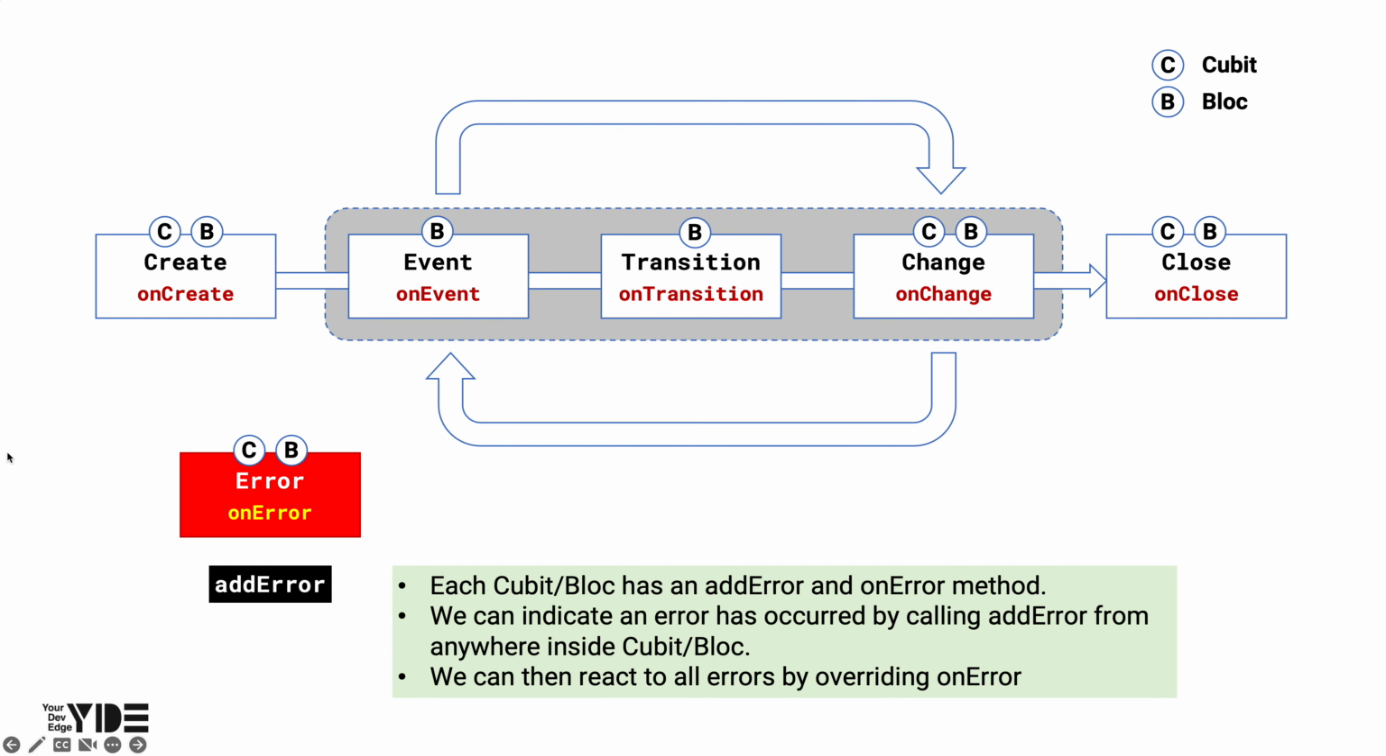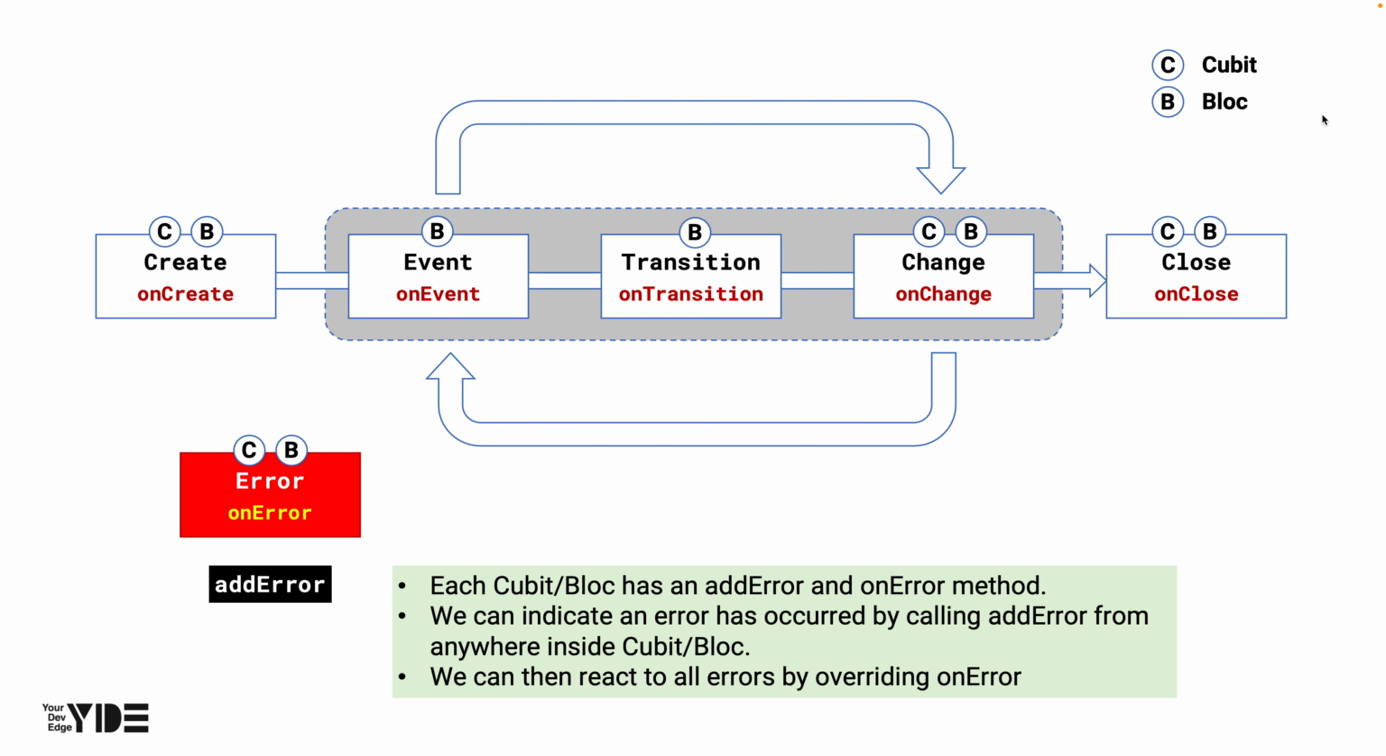The process from when the state change is triggered until the state change occurs in the UI is as shown in the figure. The create event occurs when Qubit or Bloc is first created. When the next event occurs, the onEvent function is called, and when a transition event occurs next, the onTransition function is called. And just before the state change is reflected, a change event occurs, and the onChange function is called at this time. Finally, when Qubit or Bloc is no longer needed, the close event is generated, and the onClose function is called. Here, from event to change, it occurs repeatedly until it is closed.